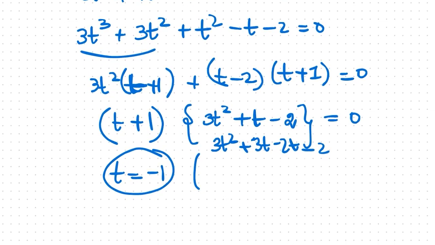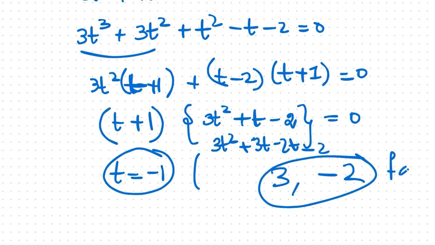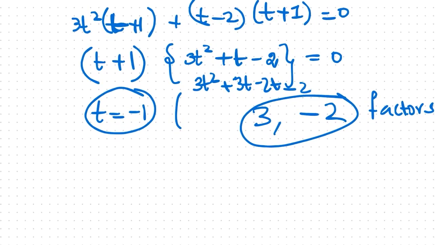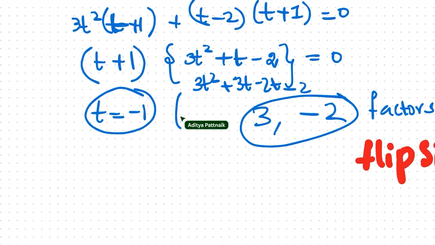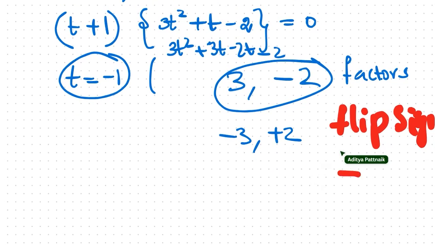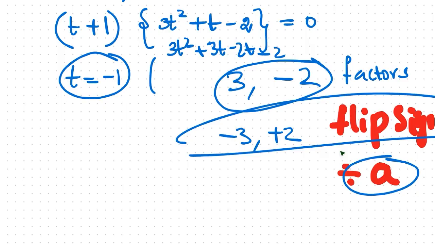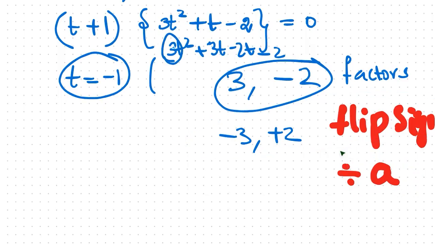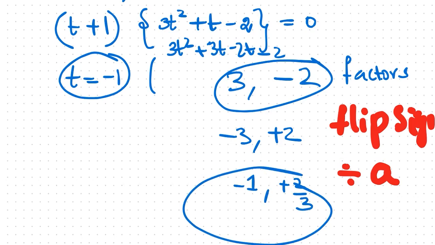See, I'll tell you a trick. So 3 comma minus 2 are the factors, right? To directly reach the answer, you have to do two things. First is flip the sign. So the answer becomes minus 3 comma plus 2. This is the first step. Second step is divide by a value. If a is 1, we stop here only. Divide by the a value in ax squared plus bx plus c. So divide by 3: minus 1 comma 2/3. These are the direct answers.